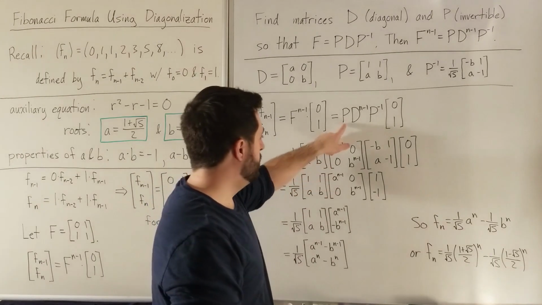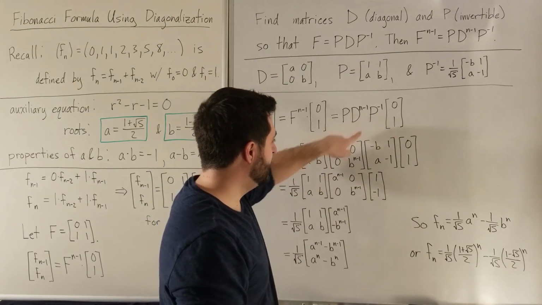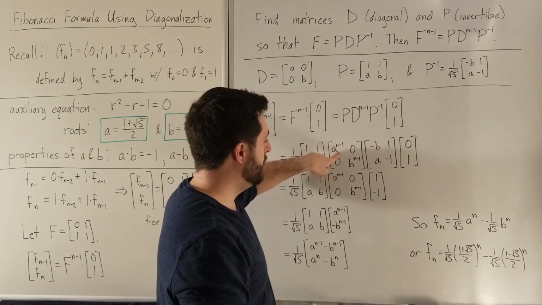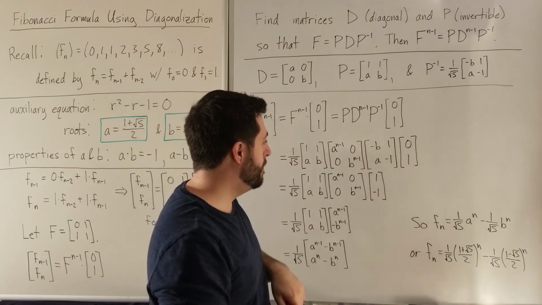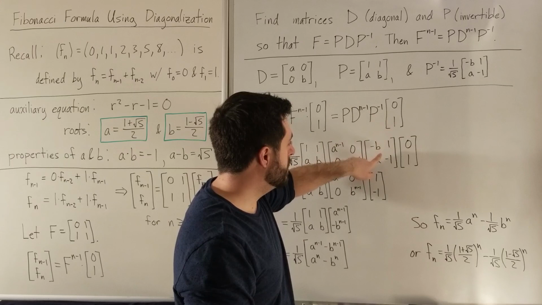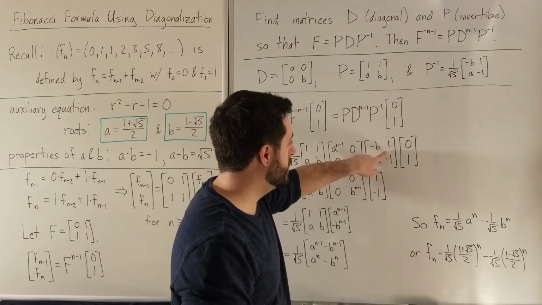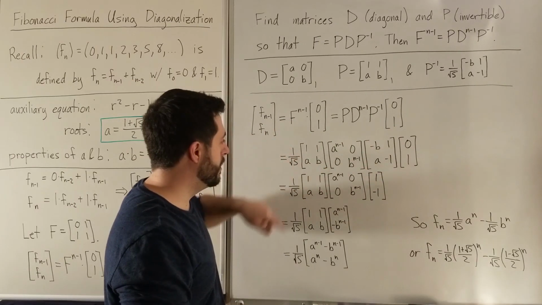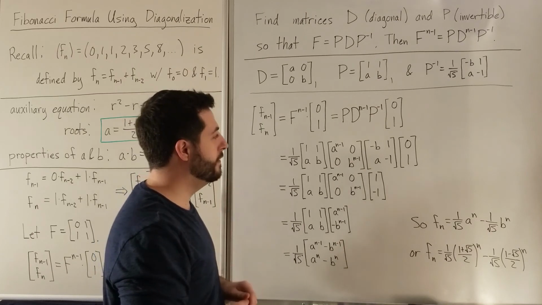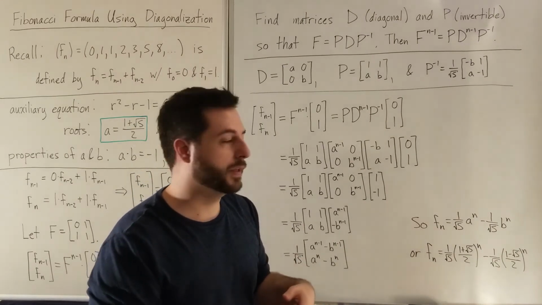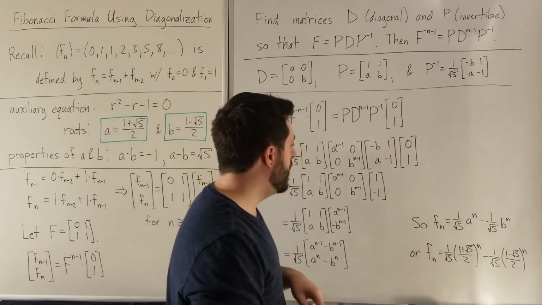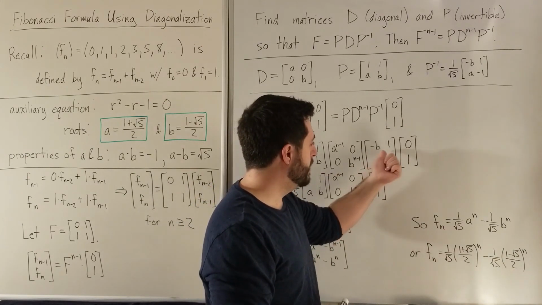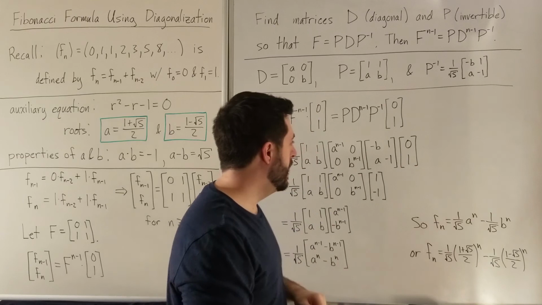So P is here, D to the n minus 1. Because D is diagonal, I'm just raising the diagonal entries to the n minus 1 power. And then P inverse, remember, was this matrix times 1 over the square root of 5, and I've just pulled the 1 over the square root of 5 all the way out to the left. Constants always commute with matrix multiplication. So I'm now going to do this one at a time.